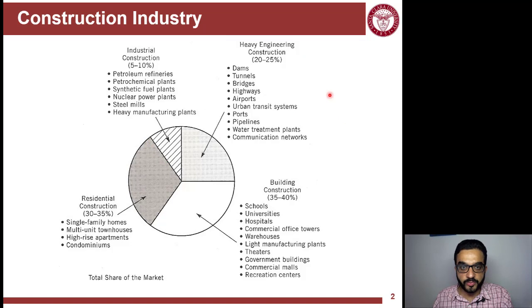The heavy construction part, which deals mainly with infrastructure building, like dams, tunnels, bridges, roads. And then there is the industrial construction, which deals with things like oil and gas, energy. So these are also important segments of the industry.